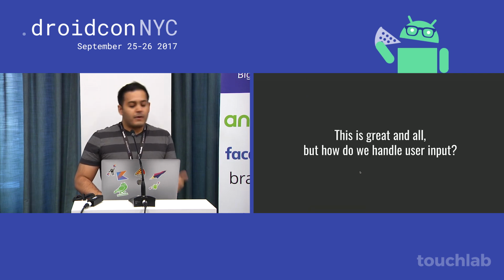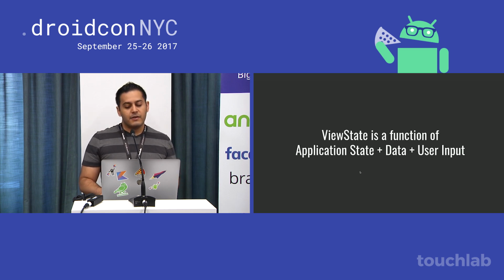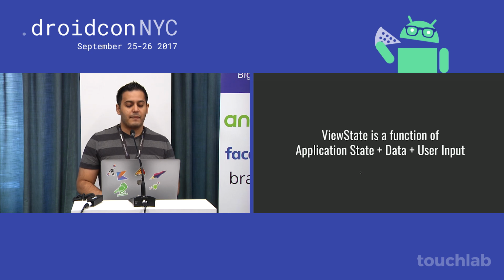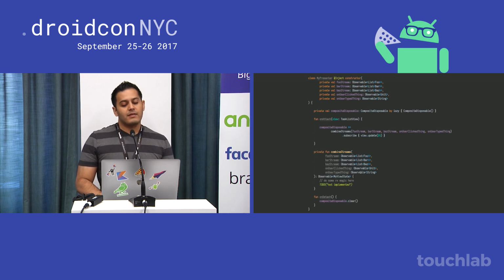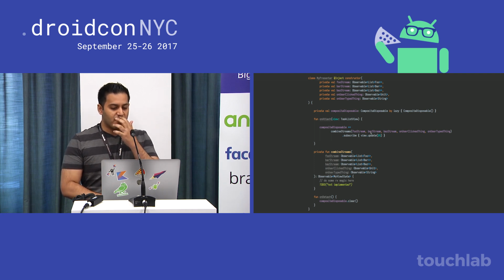Well, what about user input? How do we handle that? Normally, we have functions on our presenter, and the view would call them, and the presenter would do things based on that. Well, what I want to tell you is that view state is actually not just a function of application state and data, but a function of application state, data, and user input. So if we were to reason about user input like that, in an ideal world, this is what our observable would look like.